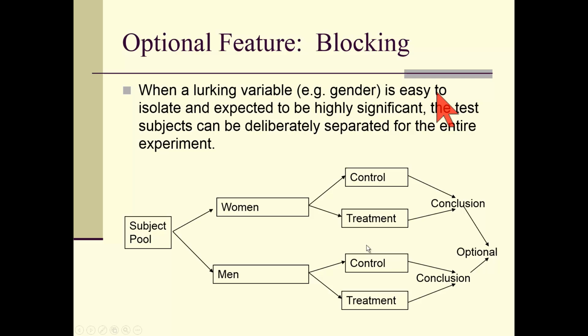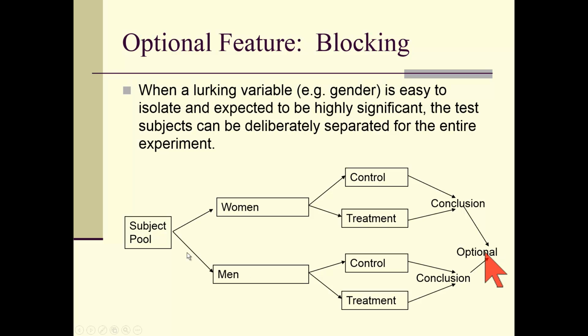Another optional feature is blocking. In the antidepressant experiment that we talked about, we knew that gender was going to be significant, and so in fact any real serious study of antidepressants would do the following: take the subject pool, immediately split them into men and women, obviously a non-random selection, and then from the group of women split them randomly into control and treatment groups, do the experiment, and come to some conclusion about how effective the medication is in women. And then separately split the men randomly into control and treatment groups and come to some conclusion about how effective the medication was in men.